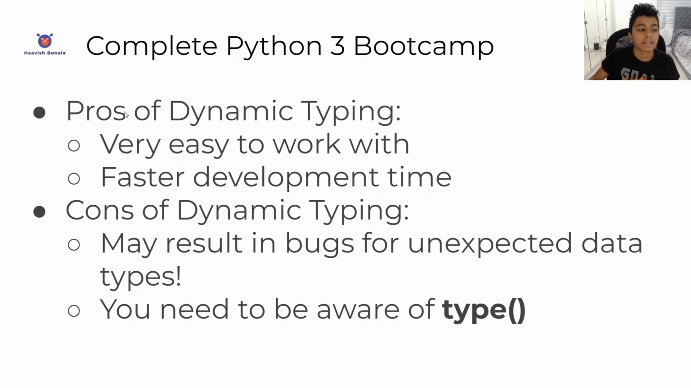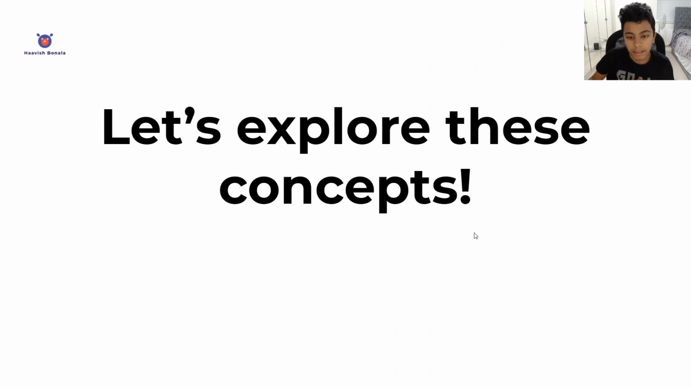Let's just talk about these quickly. Pros of dynamic typing is that it's very easy to work with, faster development time, because you don't have to spend your time saying, I want to make a variable which is an integer or a string, which doesn't really take up so much time, but it's just faster. Cons of dynamic typing: may result in bugs for unexpected data types, as we discussed before, and you might need to be aware of type. Type is a function that we will talk about when we go into the explanation part.